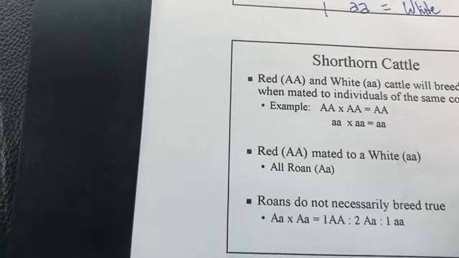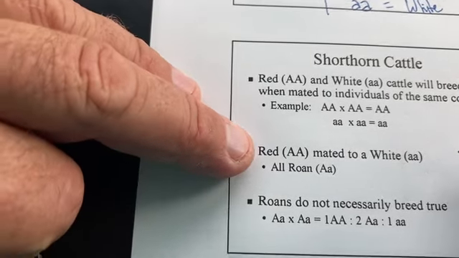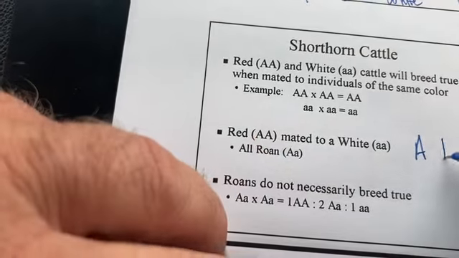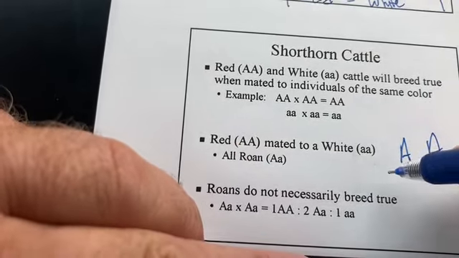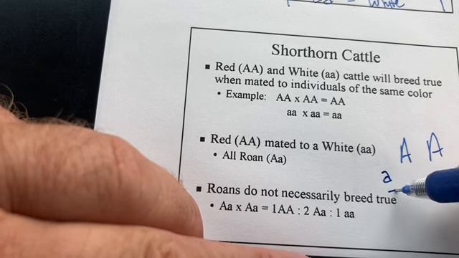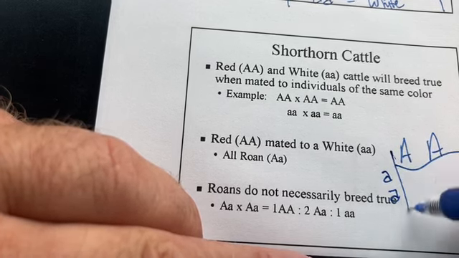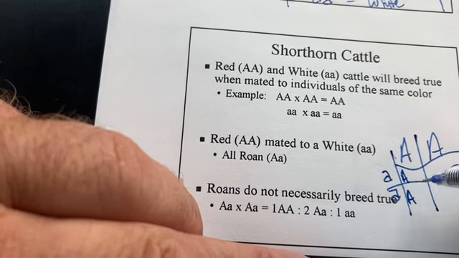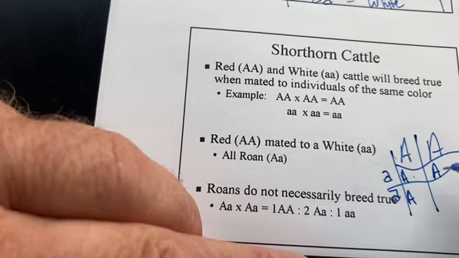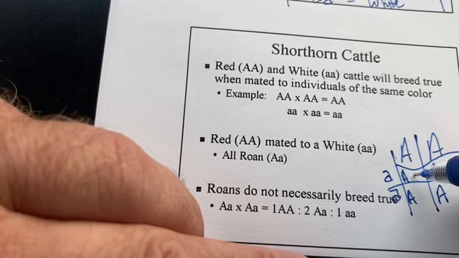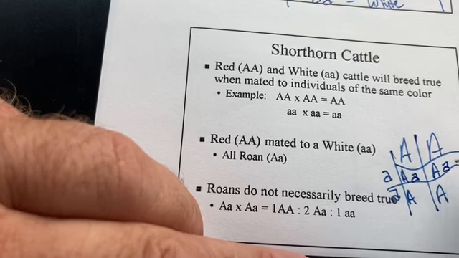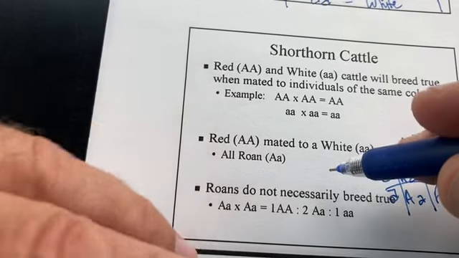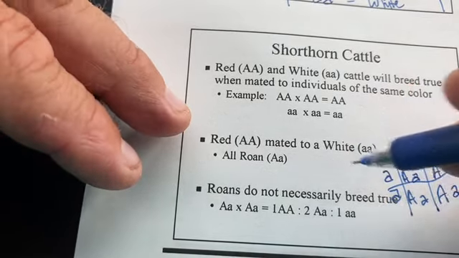Come back to old Punnett Square. We end up with that red male, let's say, and then I end up with that white female down here. Boom, boom, boom, boom. And then every one of them is going to get a little a, or recessive, from the females. So we'll end up with an entire herd of roan.